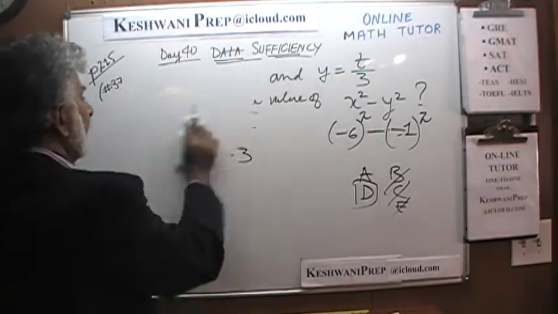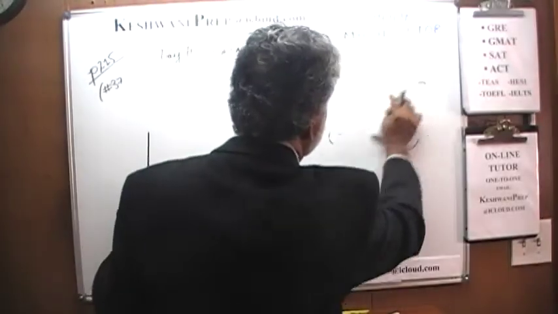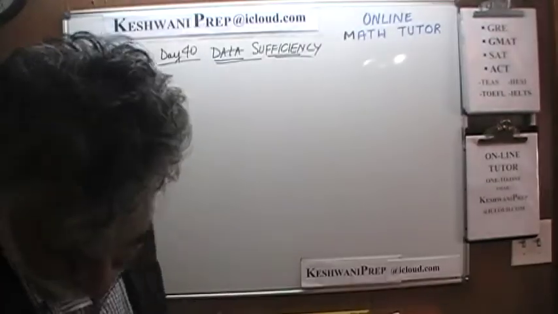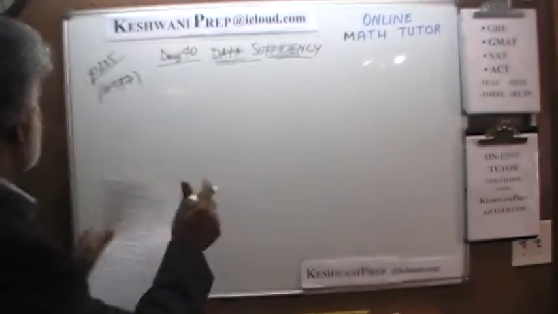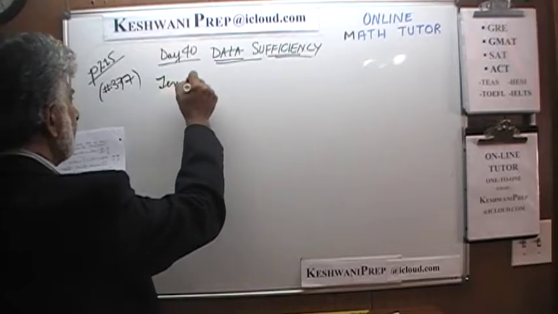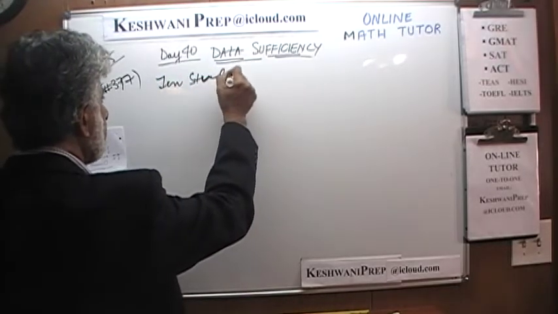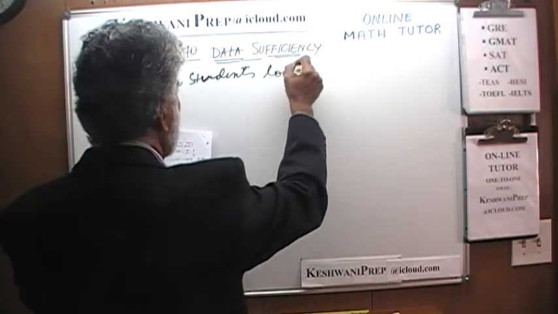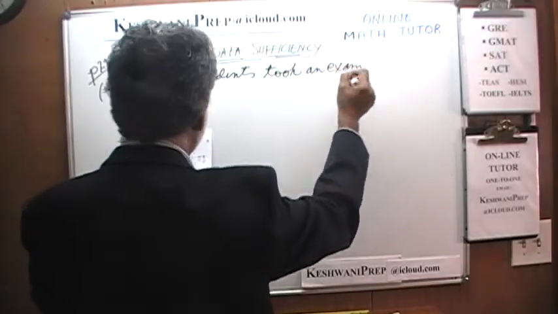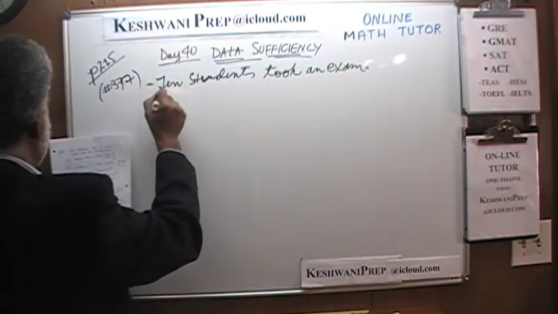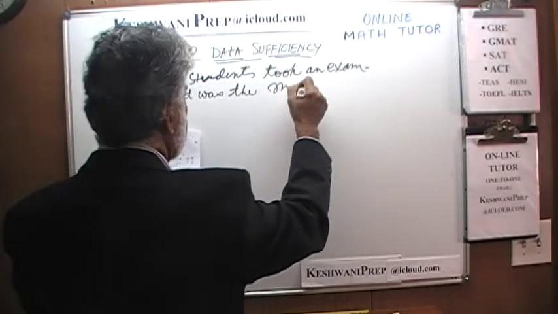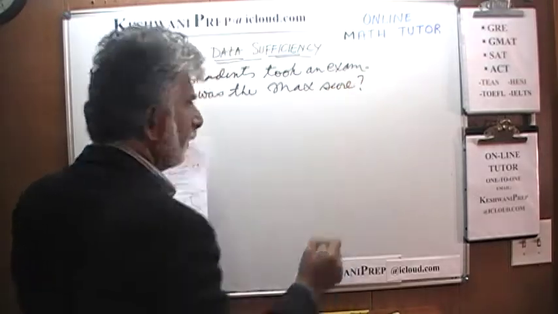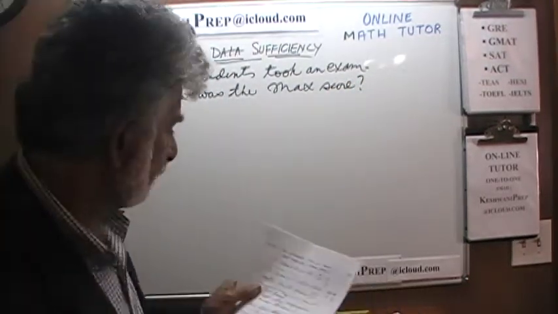377. Let's see what we have there. 377 says that we have 10 students who took an exam. Question is, what was the maximum score on the exam of these 10 students? Let's see what they tell us.